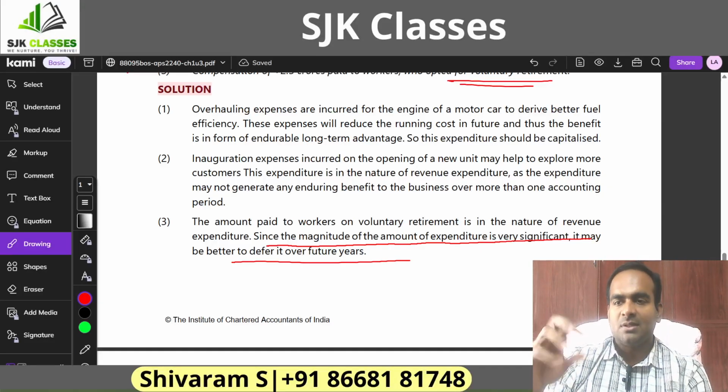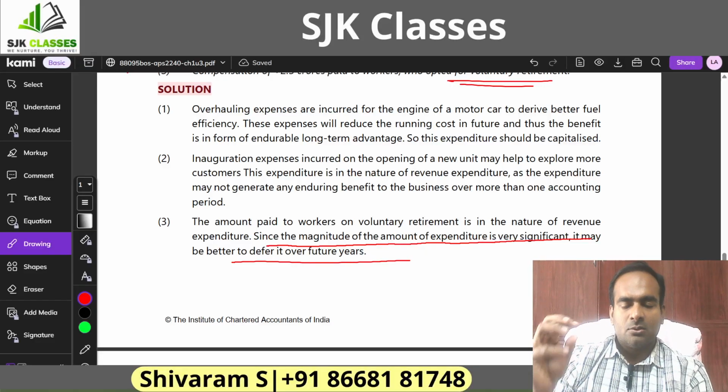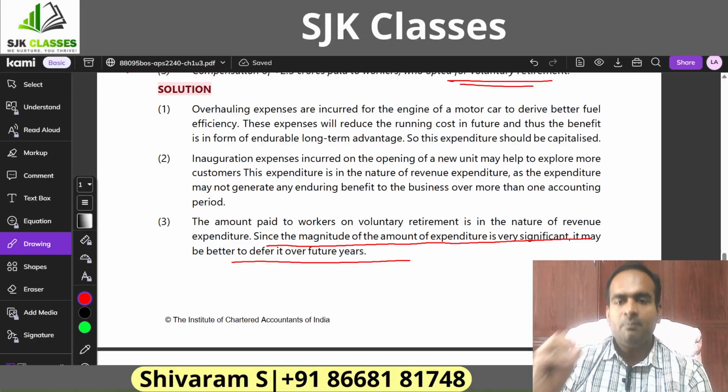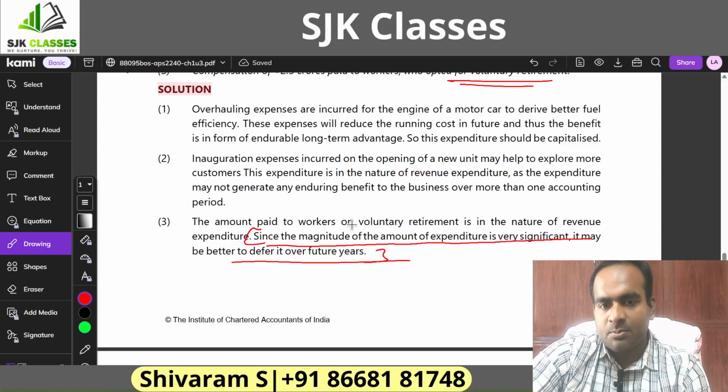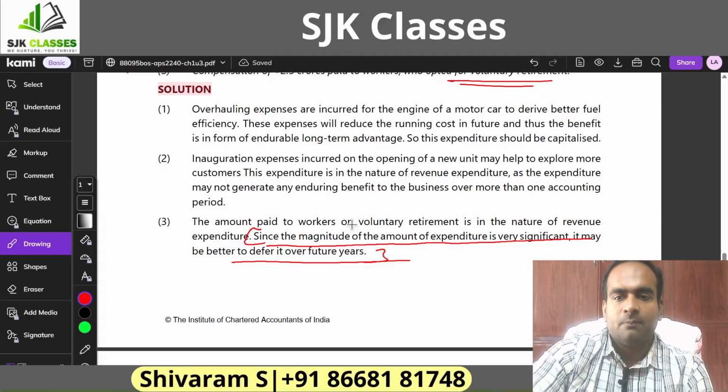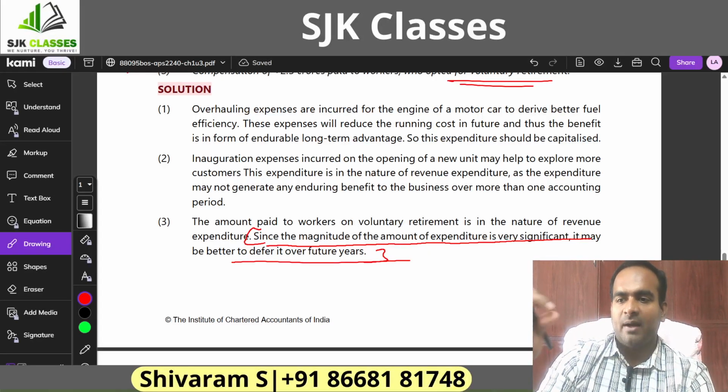Whether the amount is large or small, it is irrelevant. For capitalizing, some conditions should be fulfilled. So in this case, this cannot be taken to the balance sheet, or you can't defer it into subsequent periods. The entire amount has to be shown in the current year only. So generally, this suggestion is not preferable. Just don't take up this point. It's not preferable.